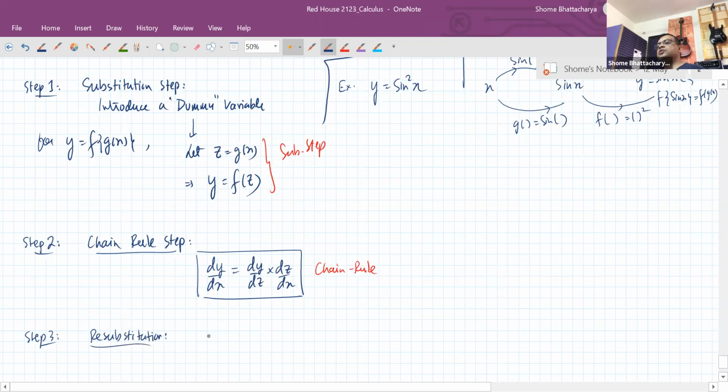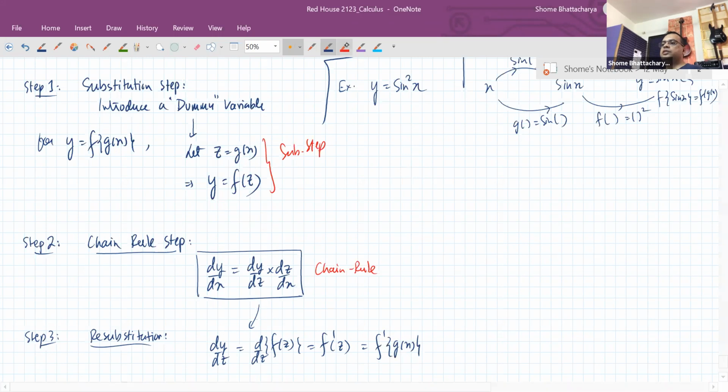In resubstitution, for this one, dy by dz is differentiation of f of z with respect to z, which we can write as derivative of f of z, which in turn becomes derivative of f for z substituted as g of x, because that is what we had substituted here.